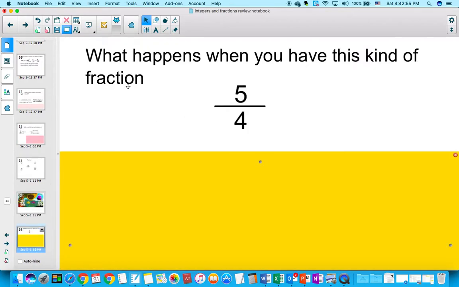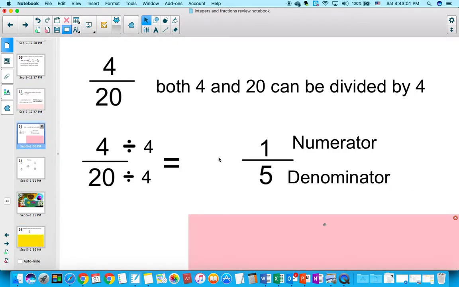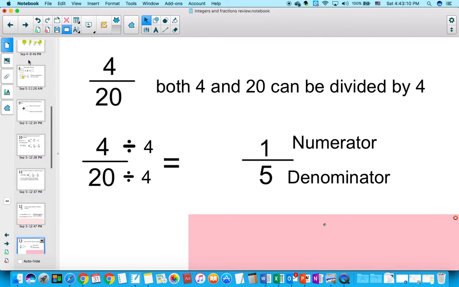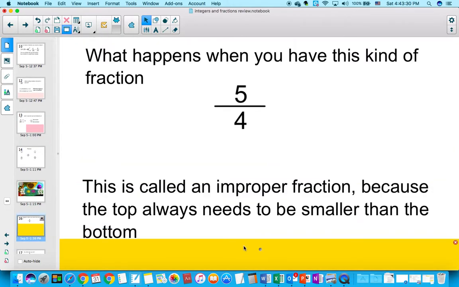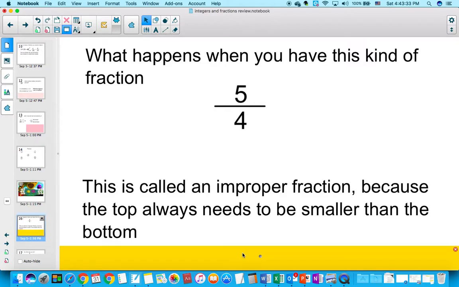So, what happens when you run into a situation like this? You have 5 over 4 as a fraction. Well, normal proper fractions, the numerator, the top number, is smaller than your bottom number. Because again, the bottom number denotes how many parts we have, and the top number denotes how many parts are shaded or colored. Well, you can't shade more than the parts you have. You can't shade 3 parts if you have 2 parts. That doesn't make sense. So we call these types of fraction improper because the top must be smaller than the bottom. It's improper. It is uncouth.